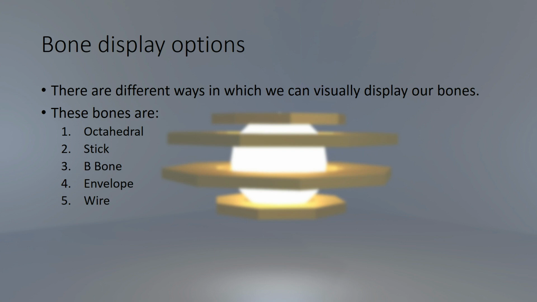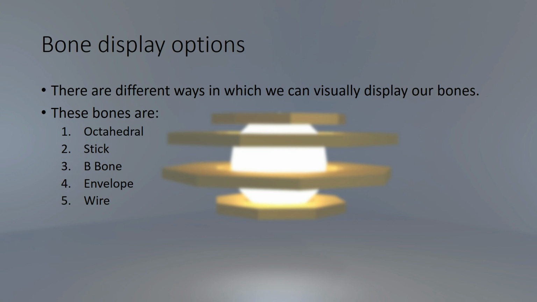So, we have an option known as bone display. We've already accessed this by creating our bones with X-ray, so we can now view our bones through our meshes. However, we can change how these bones actually look. Now, this could be useful depending on the type of object that you're creating.